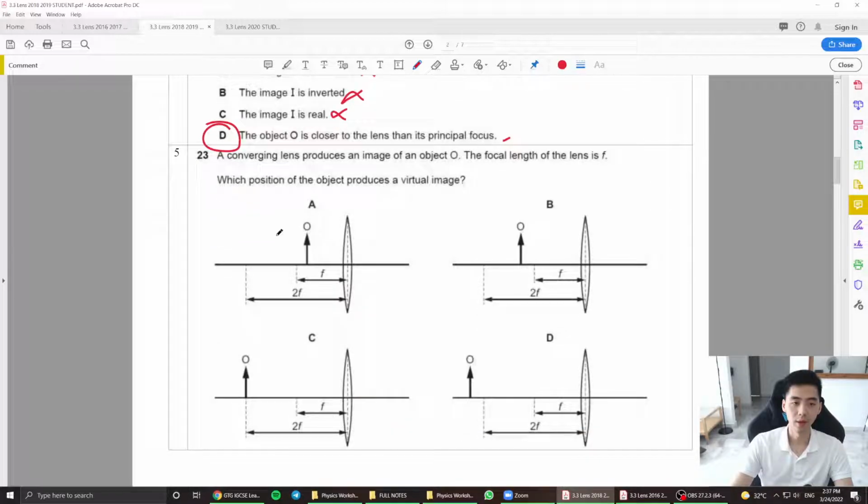Alright, then next one here, a converging lens produces an image of an object O. The focal length is f. Which position of the object produces a virtual image? Yet again, if you want to have a virtual image, it is basically like a magnifying glass. It should be placed in between the focal point and the optical center. So looking here, A is the only logical answer.